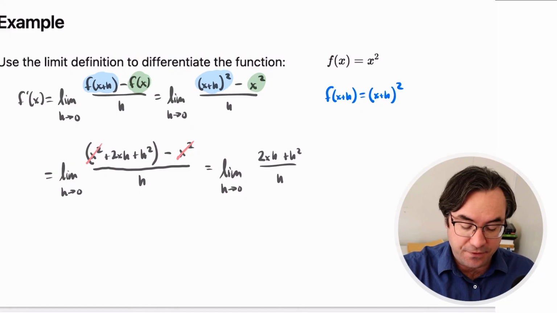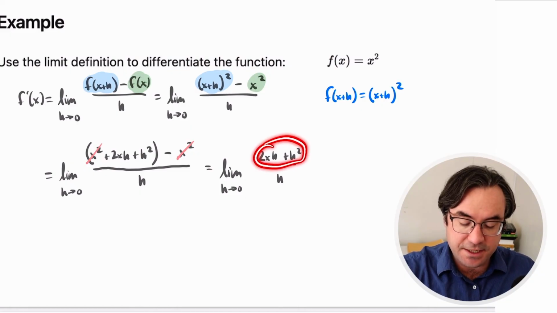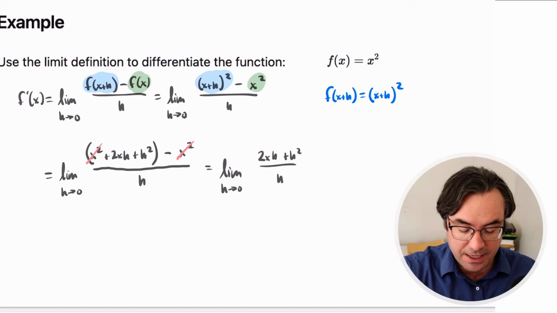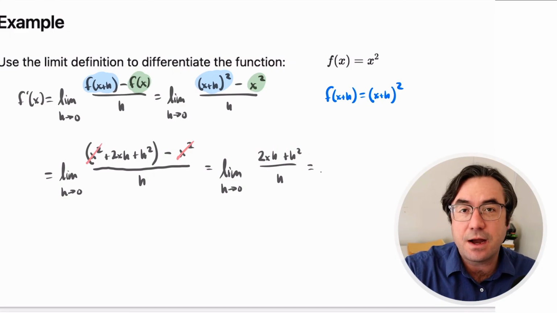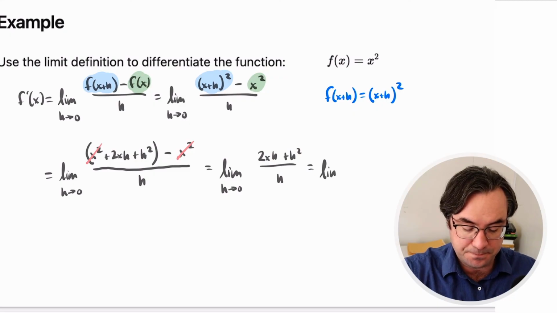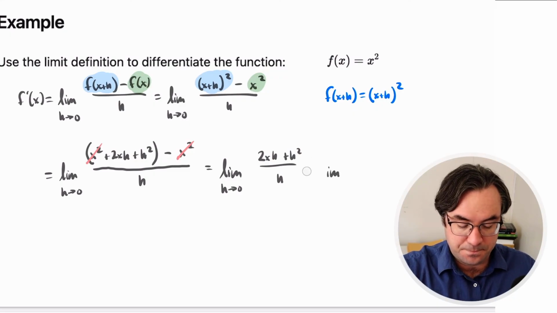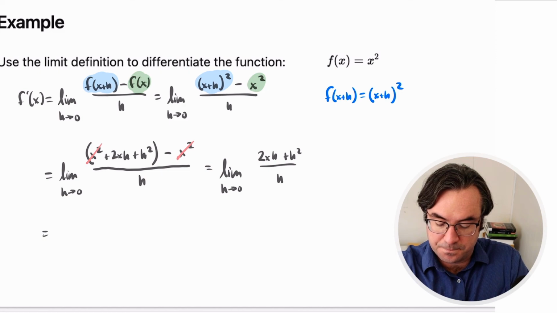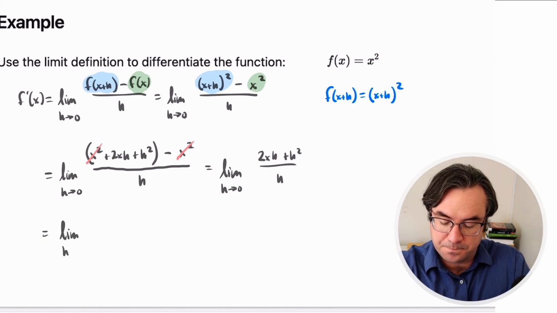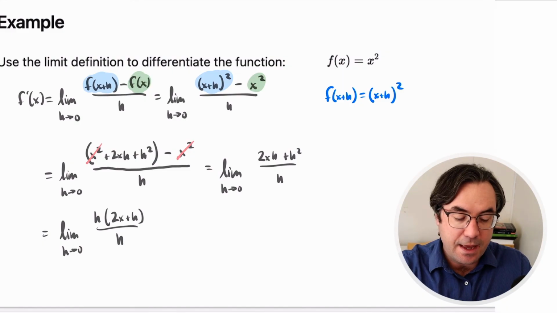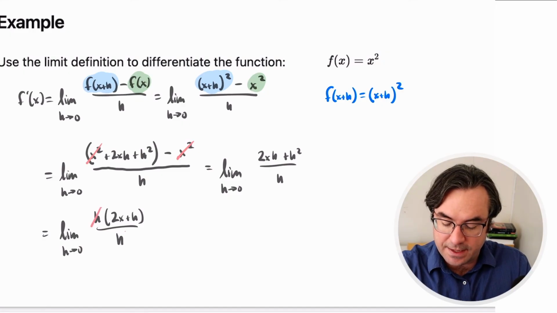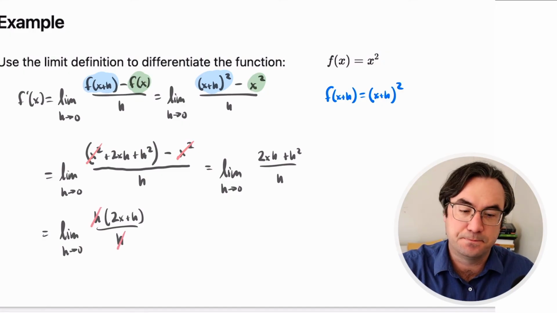So we want to try to factor the numerator. And in this case, there is something that factors out. Both of these terms have an h in them. So we can factor out a copy of h. So if we get an h out, we have 2x plus h left over, all divided by h. And then we cancel. So the h's cancel.